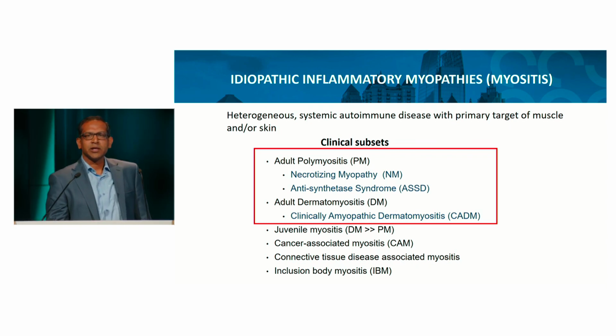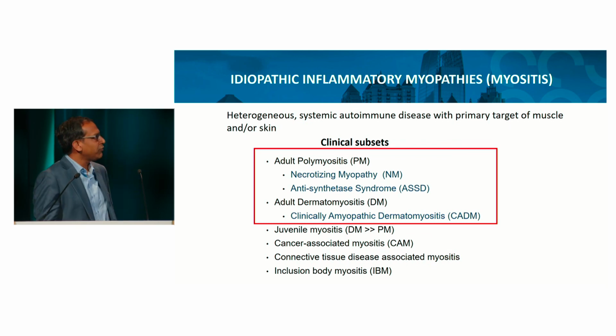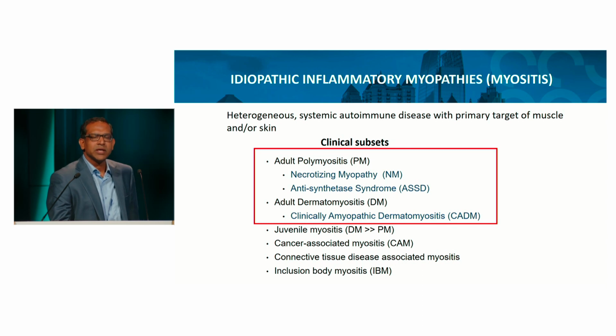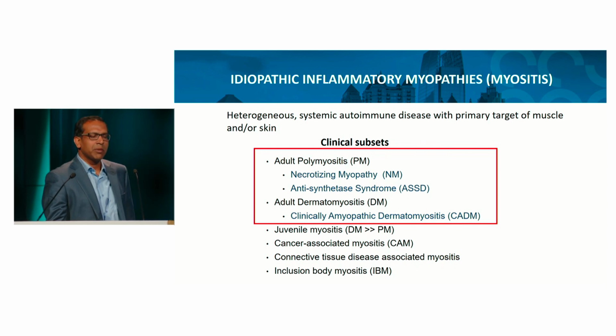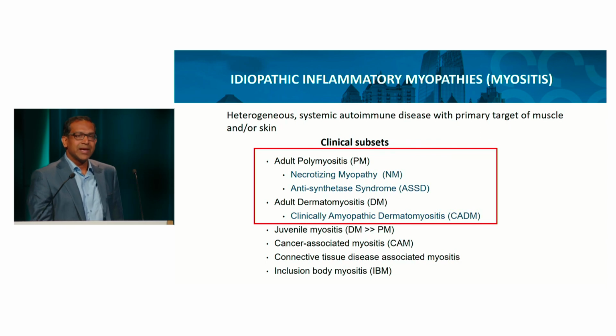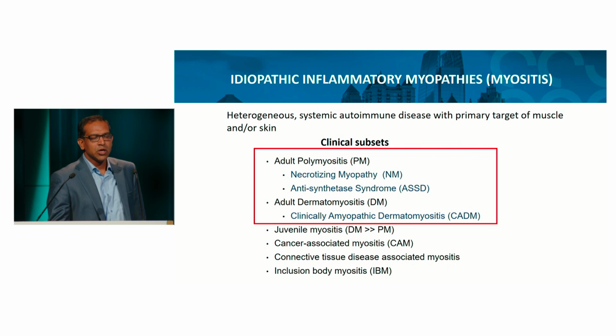It has various clinical subsets. Primarily, we used to call it adult polymyositis, but now we recognize that a lot of those patients are necrotizing myopathies, some of them are anti-synthetase syndrome, and some of them misdiagnosed as polymyositis are actually inclusion body myositis. So this true adult polymyositis subset has shrunk with the 2 new categories coming out, necrotizing myopathy as well as anti-synthetase syndrome.